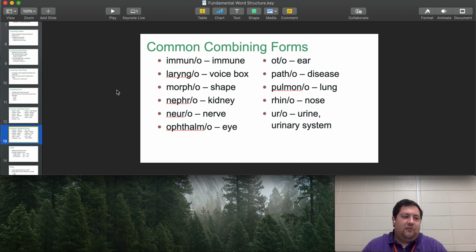Morpho is shape. So if you see something that is amorphous, that means it is without shape. So the A prefix means without. So without shape. Nephro is kidney. Neuro is nerve. Ophthalmo is eye. So if you go to an ophthalmologist, that is an eye doctor.